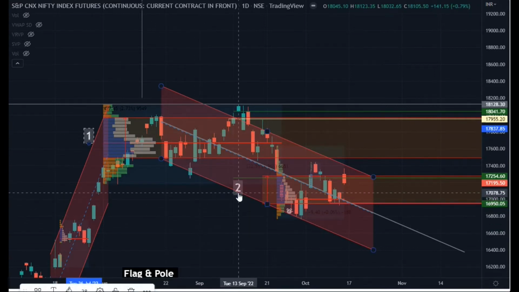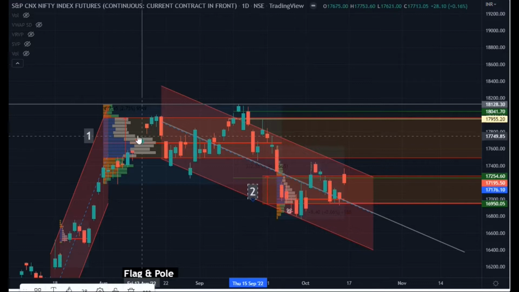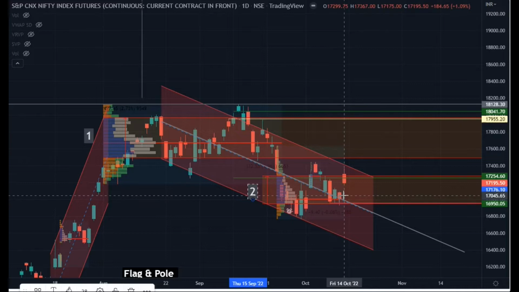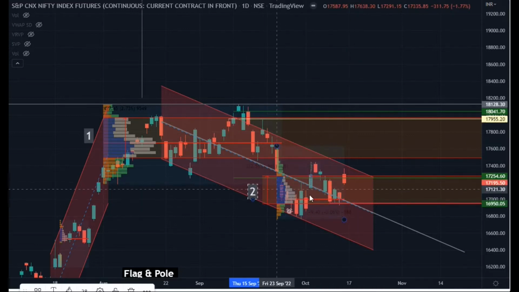Then recently, after falling on the 23rd of September, we've been trying to build a balance lower than the initial balance that was formed with the first move, and we are consolidating in this second area. We've been moving in this area from the 23rd of September to the 16th, so we've been consolidating for the last 3 weeks. And what we're seeing here is another development of a balance period.